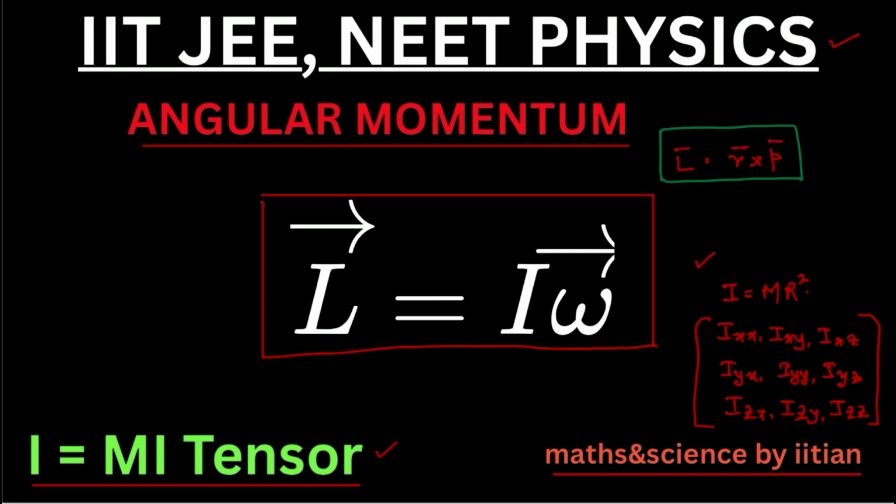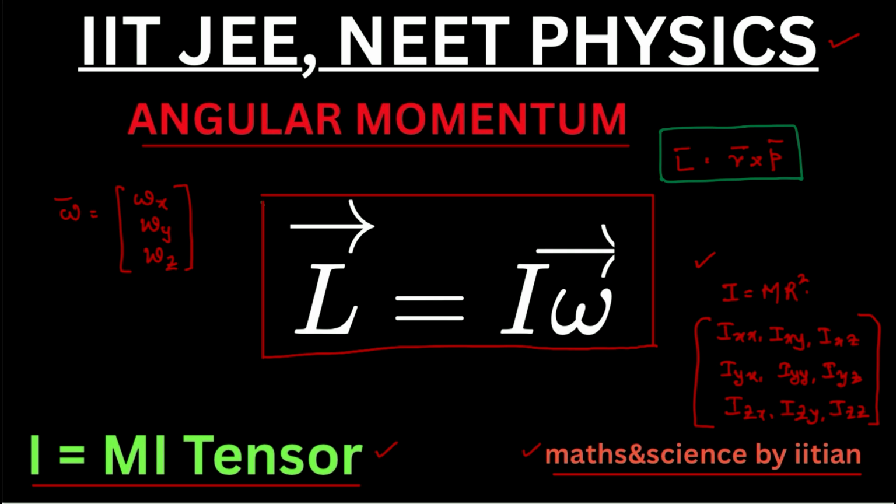and when the tensor of I is known, what will be the matrix form of omega? Omega is equal to the column vector omega x, omega y, omega z. For column vectors and row vectors, please refer to my matrices lectures which are available on this channel, Maths and Science by IITian.